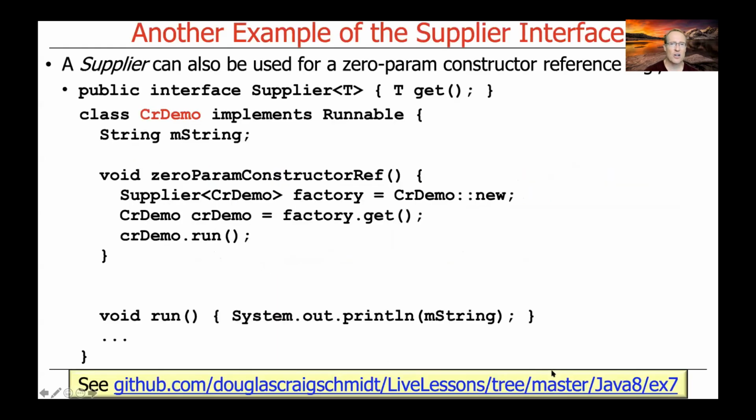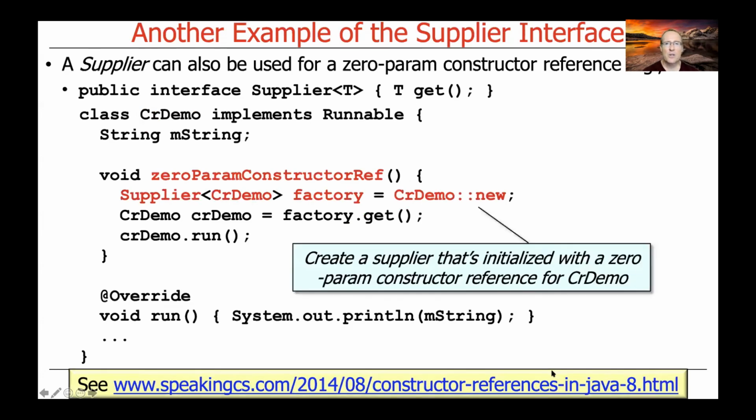Let's take another look at an example of a supplier. And this is a much more interesting example. In this case, this is from my EX7 folder, and this is called CRDemo. And CR stands for constructor reference. So, constructor reference demo. And you can see we have a couple different variants of this. The first one is going to be one that has a so-called zero param constructor ref, where we're going to define ourselves a supplier variable called factory, and it's a supplier of CRDemo. So it's a CRDemo supplier.